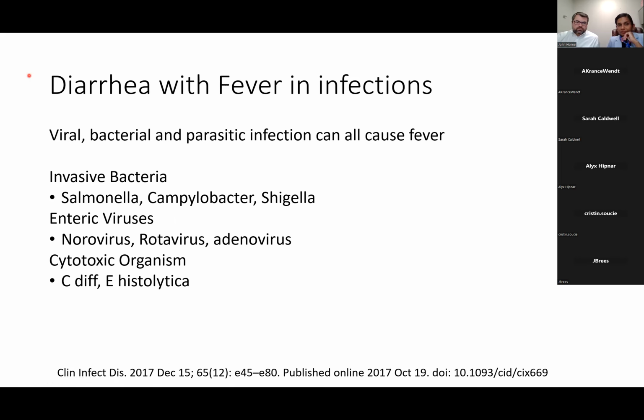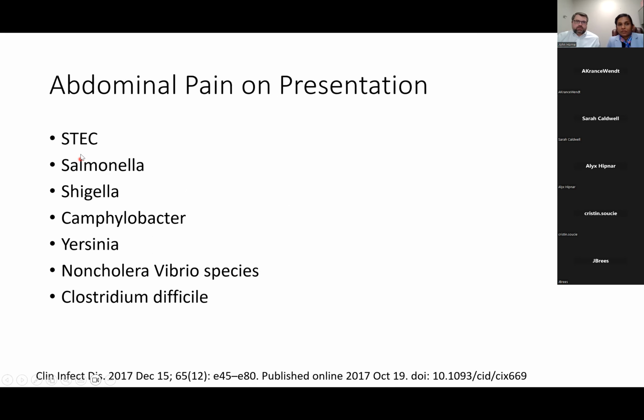And then diarrhea with fever. Sometimes when you think about bloody diarrhea, I associate that with invasive bacteria, and the ones that are known for being invasive are Salmonella, Campylobacter, Shigella, enteric viruses. This is norovirus, rotavirus, adenovirus, and then cytotoxic organisms like C. diff and Entamoeba. And so, there are different ways to organize your thoughts about how to think about a patient with diarrhea.